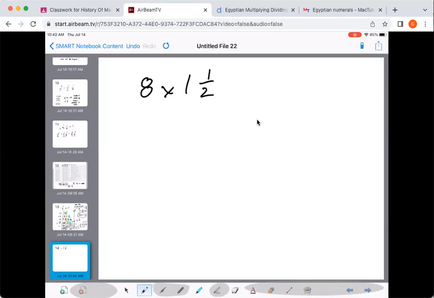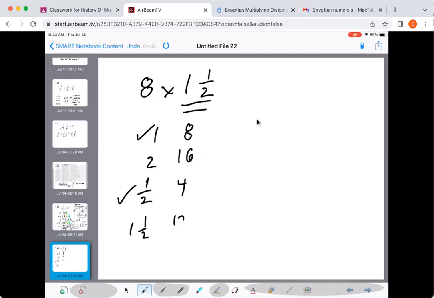So now in this question, take a look. I would say 1, 8 here. If I go to 2, I'm already too big. I'm already bigger than 1.5. So I go back to the beginning and make a half here. I think I did, did I do this? No, I didn't do this question. I did a division question. So that's how they might do 8 times 1.5. Okay, 12 is their answer.